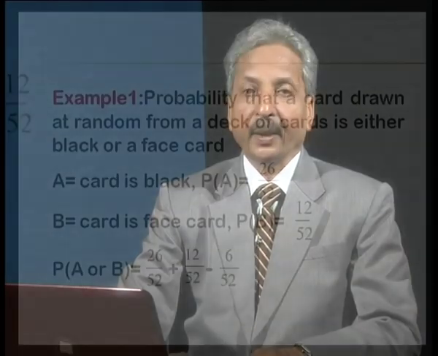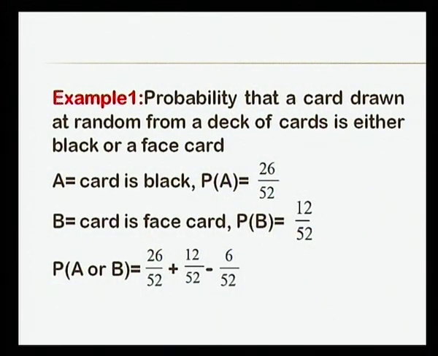Now, let us see how we can apply this rule. Consider an example of playing cards. We know that there are 52 cards in a deck of playing cards, and we are interested in finding the probability that a card drawn at random from a deck is either black or a face card.